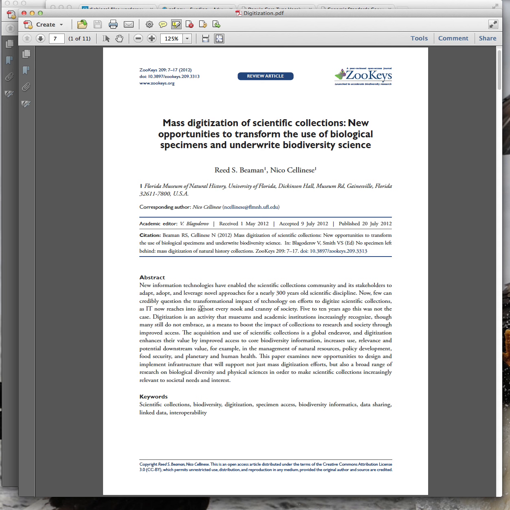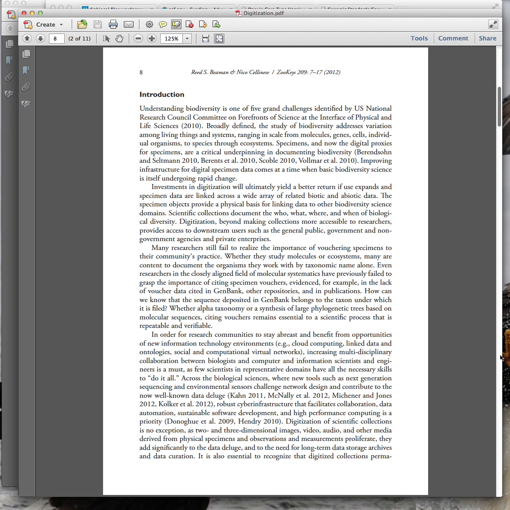So this abstract, as usual, sets you up for the paper. It's going to tell you the benefits of digitization, so pay attention to that. In the introduction, they're really going to explain things and justify things. They're going to talk about biodiversity and its role in the digital era. So it's one of the big grand challenges. It's going to give you some justification here. As you're reading down, think about vouchering specimens. Why is citing voucher specimens so important?